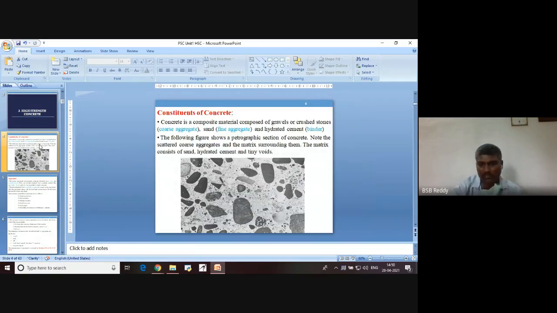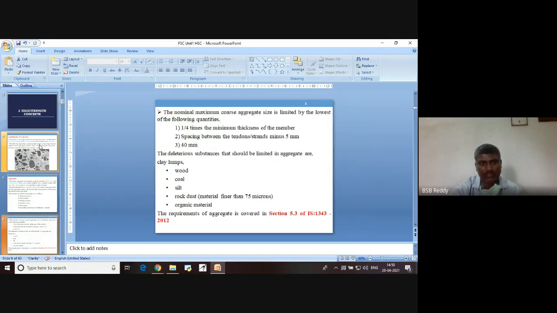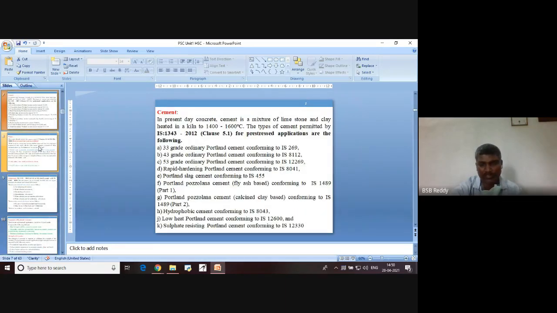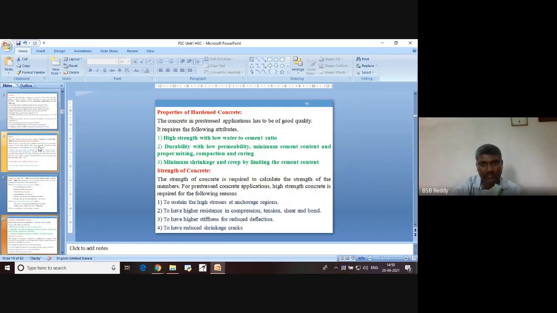So we have talked about very basic information like the constituents of concrete, and also aggregates, and then cement, then water, and admixtures. Likewise, we have talked about very basic information regarding the constituents of high strength concrete. Then we came to the properties of hardened concrete that we are now discussing.